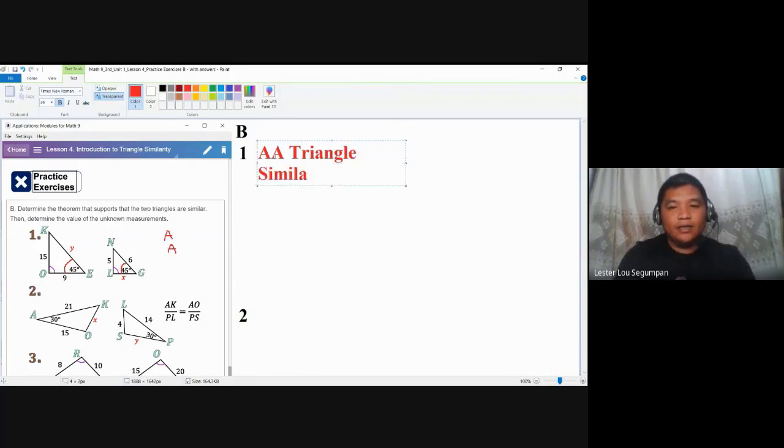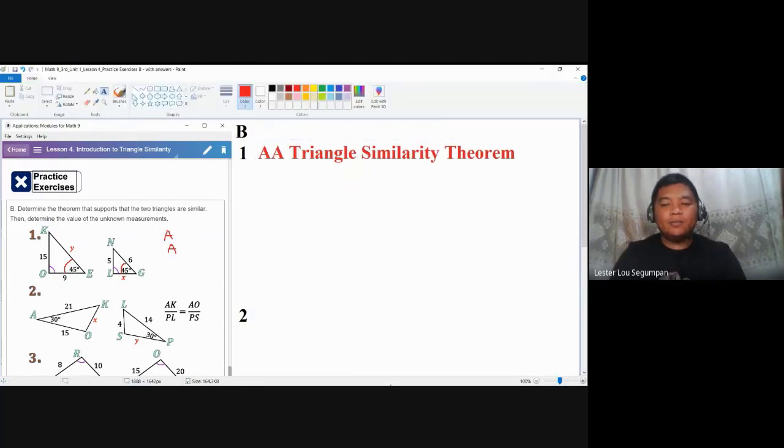So these two triangles are similar according to the AA triangle similarity theorem. Right? That's the support for item number one. And now that we are sure that they are similar, then definitely we can continue in solving them.